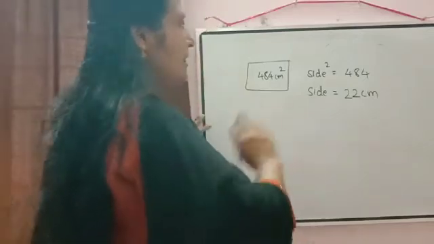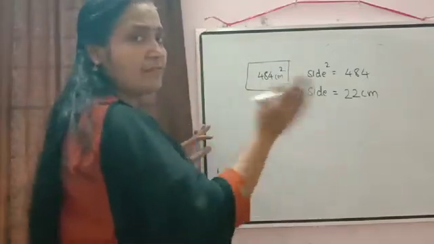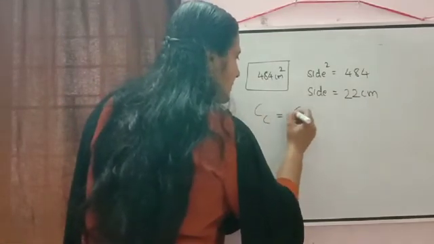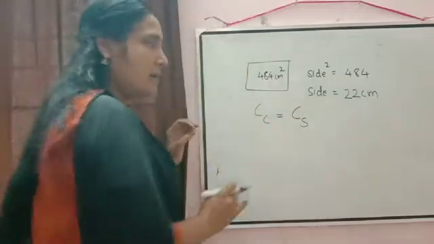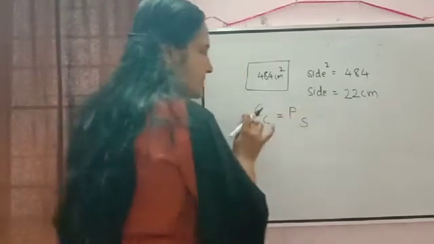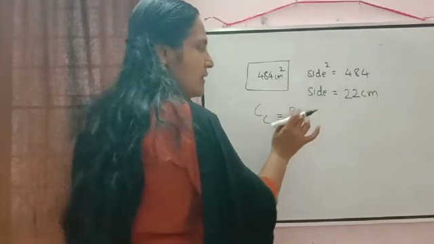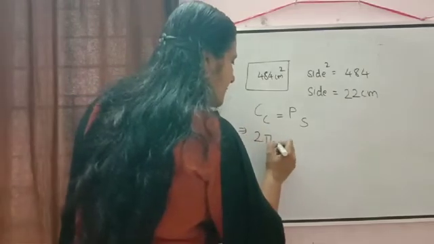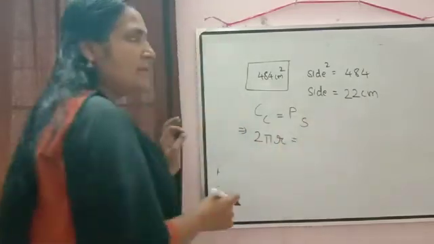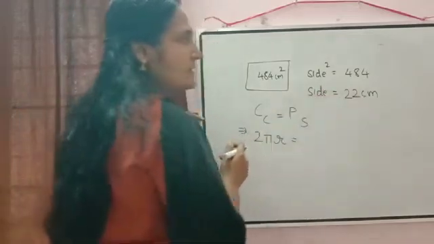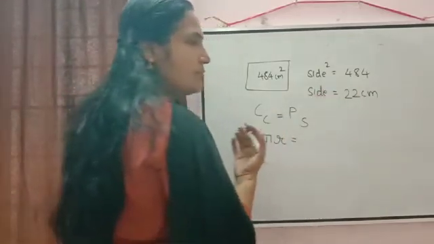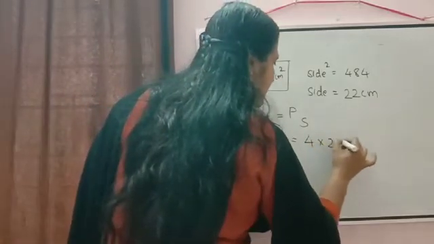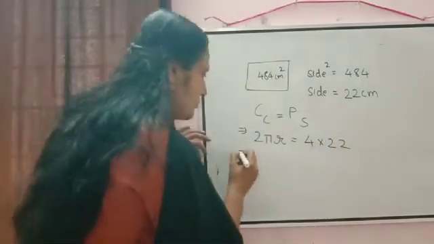So whenever you are bending anything into any other form, its circumference will be the same. So what we are getting here: circumference of circle will be equal to the perimeter of square. Circumference of circle formula is 2 pi r, equal to perimeter of square. Side we already know, side is 22 centimeter. And the formula for perimeter is 4 into side, so it will be 4 into 22.